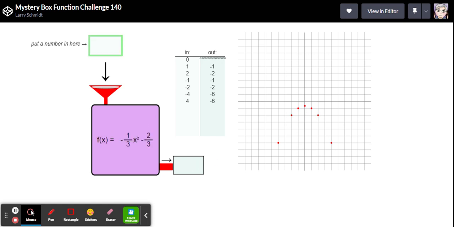Yeah, there it is. So a negative 1/3 x squared minus 2/3, and we can graph that. Beautiful downward pointing parabola. Well, how did that go for you? Did you see that it was a quadratic right away? And how did you get the multiplier?